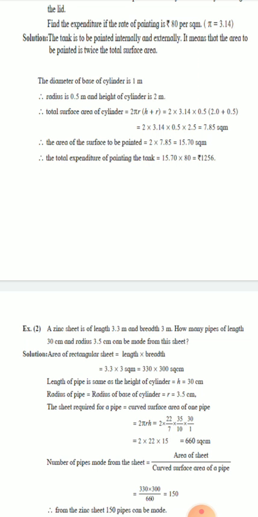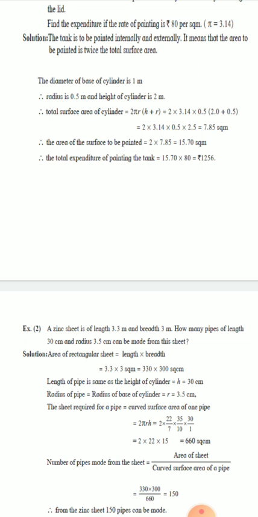Not necessary to convert, just write down in simple format. 3.5 centimeter equal to 35 divided by 10. I just shift that point towards the right, so that there is a 10 in denominator, so it becomes 35 by 10. Similarly, height is equal to 30, so 30 by 1, there is no need to change. So after calculation, what you will get, 2 into 22 into 15, your answer becomes 660 square centimeter.